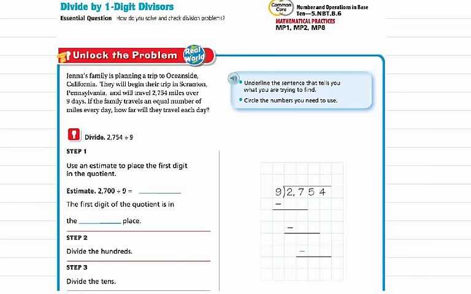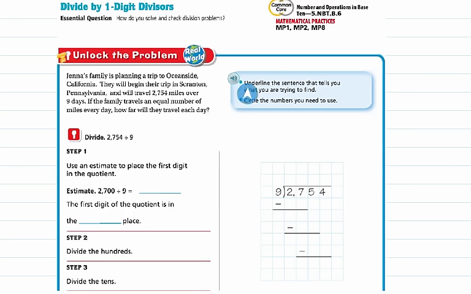Students, in lesson 2.2, we will be working on dividing by one-digit divisors. So our essential question for this lesson is, how do you solve and check division problems? We're going to start here on the side in this blue box because this is going to help us be more successful at reading the problem and understanding what it is our job is to do for this problem.